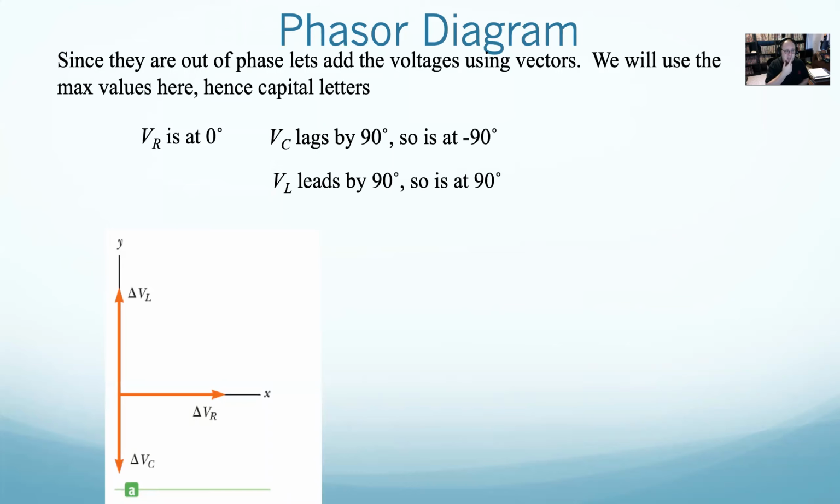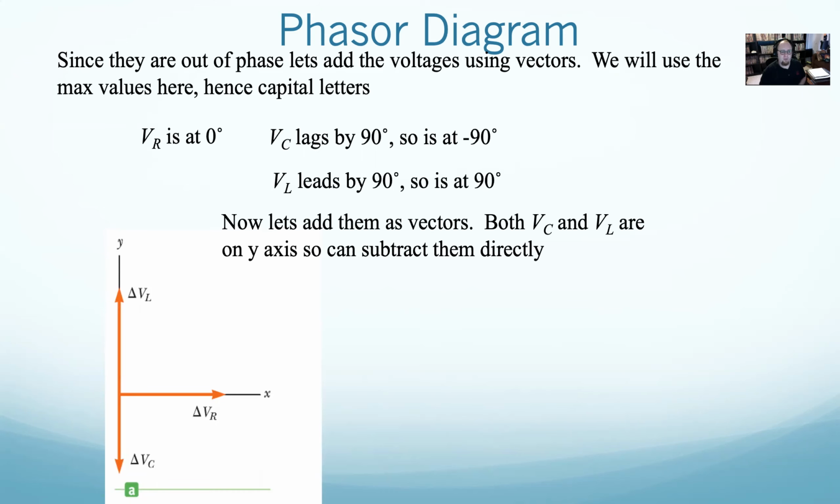And what I'm going to do is take these vectors, whether they are at 0, 90, or negative 90. And once again, I'm treating these as vectors, even though none of this is actually vectors, just as a way to visualize it. And it works amazingly. Let's find the sum of these vectors. The y components of the vectors, VC and VL, are both on the y-axis, so I just subtract them directly. The y component of my vector is VL minus VC.